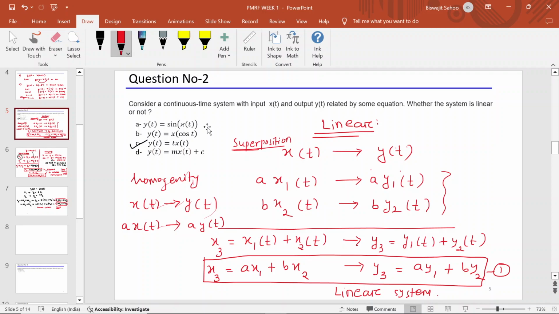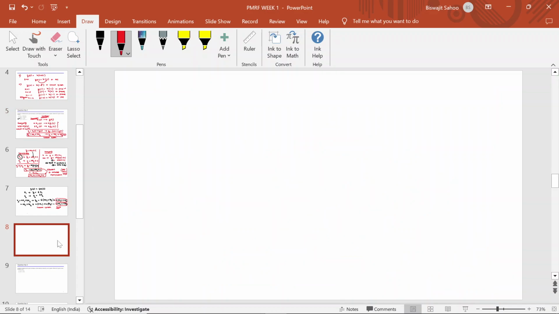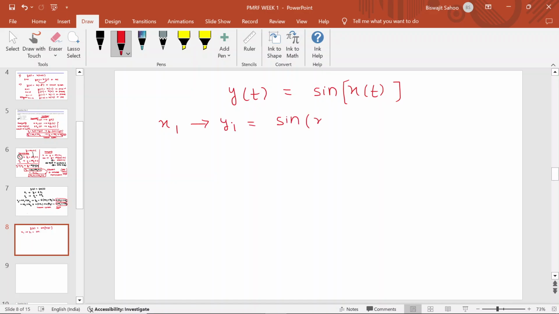Solve the first question: y of t equals sine of x of t. Whenever I apply x1, your y1 equals sine, wherever x of t is there, just put x1. So y1 is sine of x1. Similarly, for x2 you get y2, which is sine of x2.